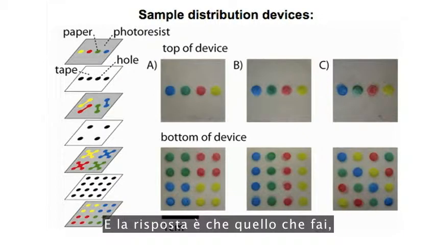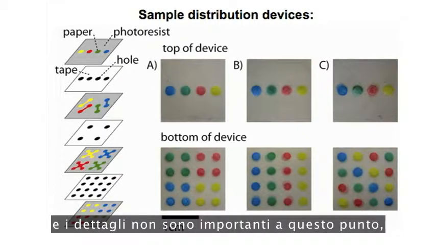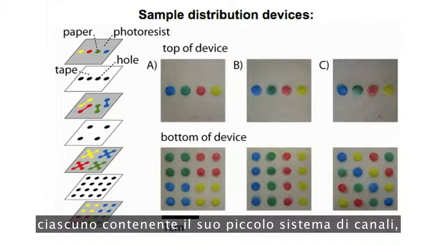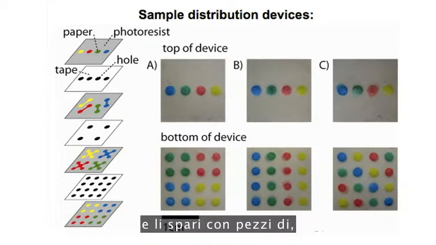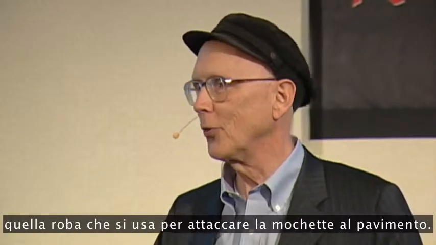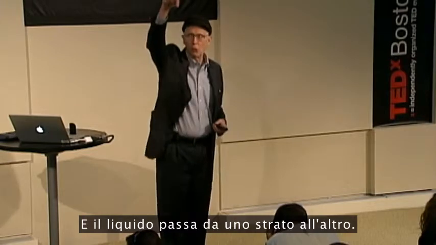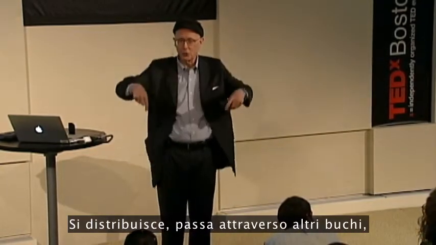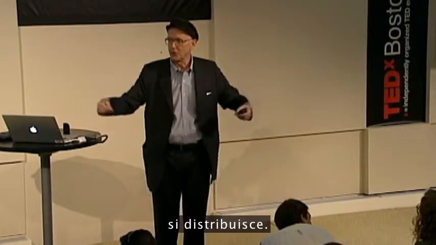And the answer is that what you do, and the details are not terribly important here, is to make something more elaborate. You take several different layers of paper, each one containing its own little fluid system, and you separate them by pieces of literally double-sided carpet tape, the stuff you use to stick the carpets onto the floor. And the fluid will flow from one layer into the next. It distributes itself, flows through further holes, distributes itself.